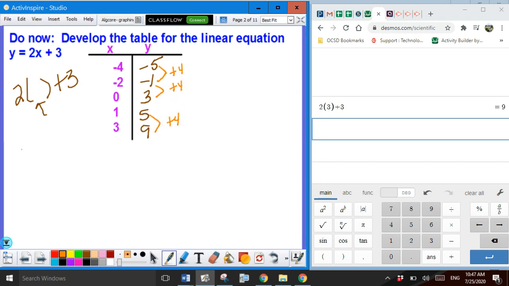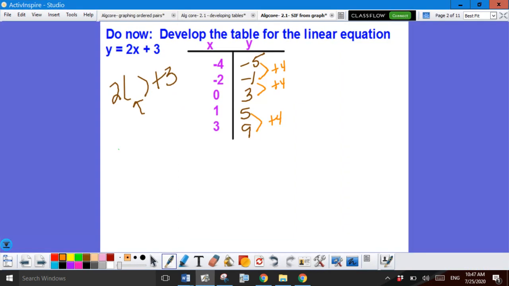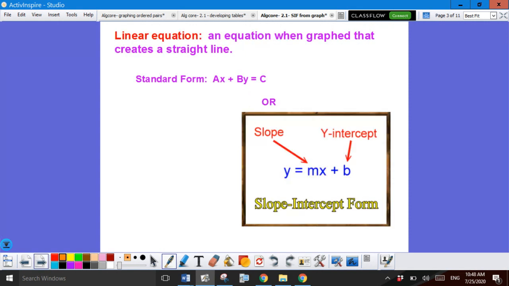So there is a little bit of a pattern that shows up on linear equations, okay? We'll spend a little bit more time looking at the slope and the pattern in tables here as we move forward. But I want to kind of start taking a look at that right now. All right, so let's start with some vocabulary.